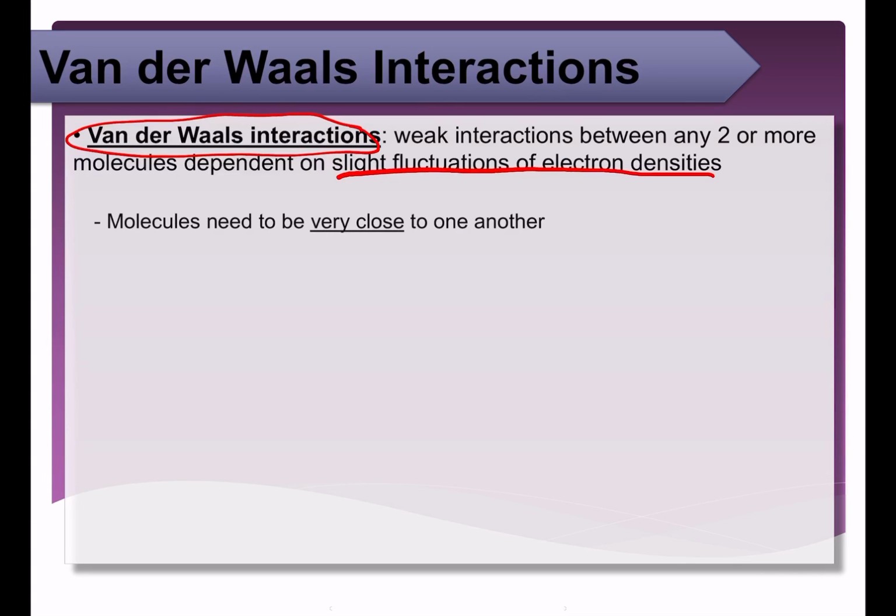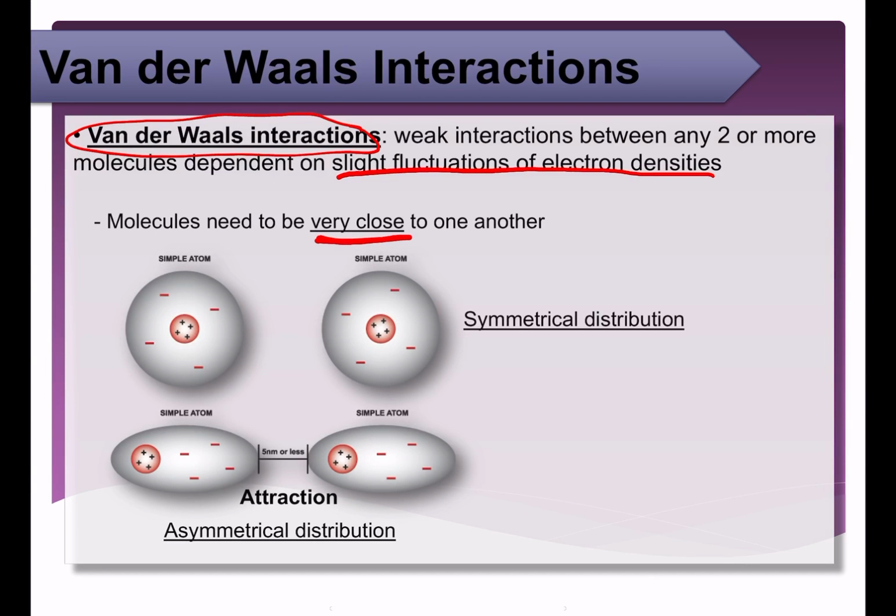For this type of interaction to occur, the two molecules need to be very close to each other. So what do we mean by slight fluctuation of electron clouds between molecules that I was talking about? Well, these two illustrations here provide a good image of what is going on when we have van der Waals interaction.